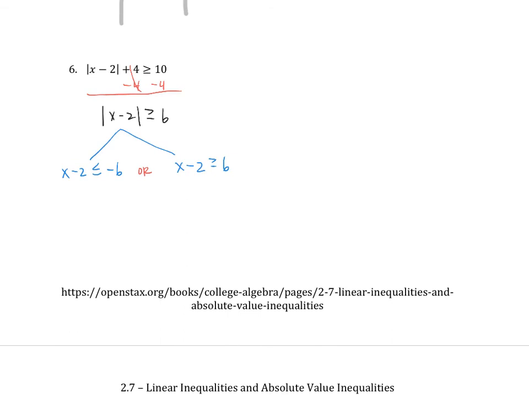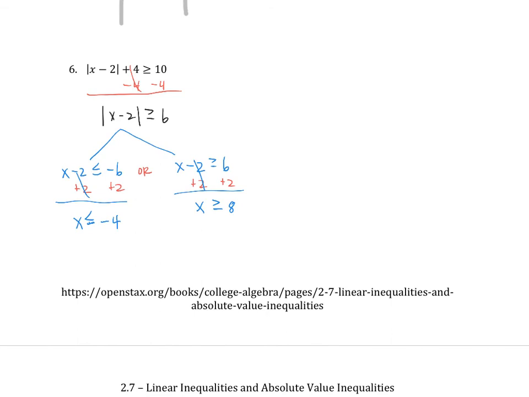And now we're going to solve these two. So add 2 to both sides. We will get x is less than or equal to negative 4. And then on this one, we're going to add 2 to both sides, and we're going to get x is greater than or equal to 8.